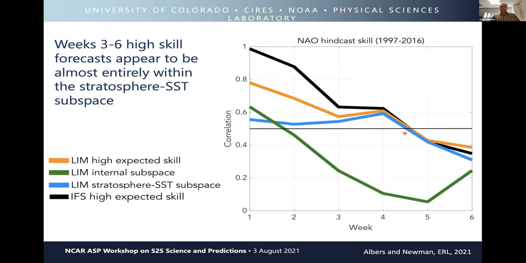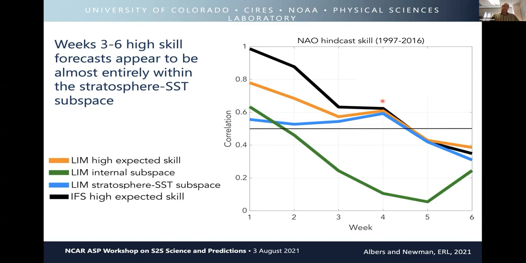And the orange line is the limb high expected skill. So we repeated the analysis by only using these initial conditions in the stratosphere SST subspace, as opposed to the remainder. And almost all this skill is coming about because of that subspace. So that's essentially the predictable part of the system.